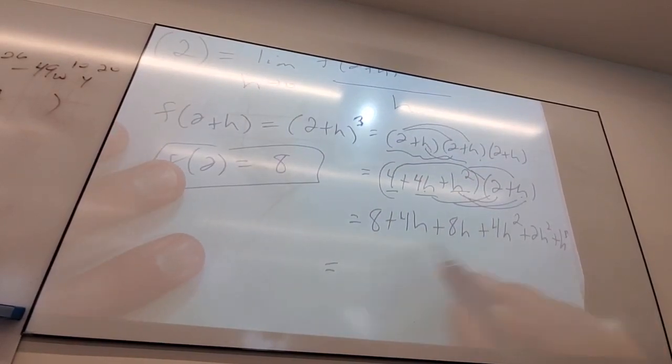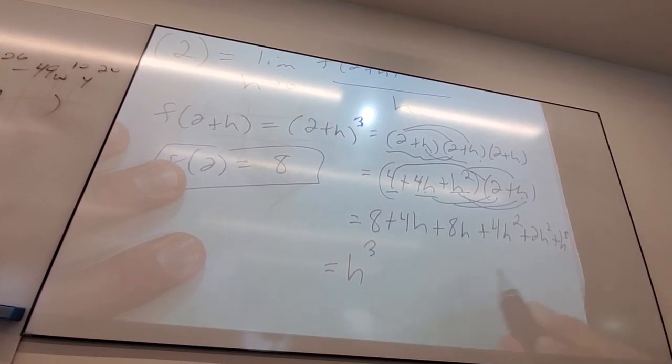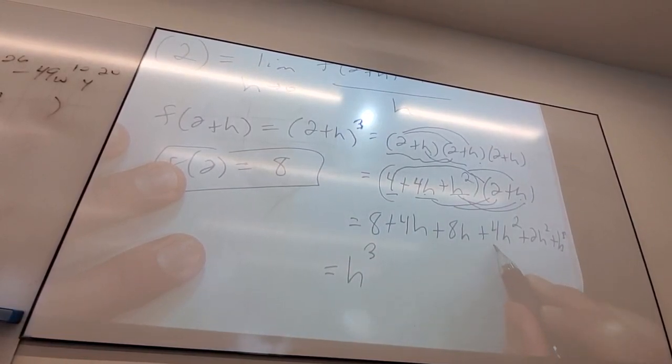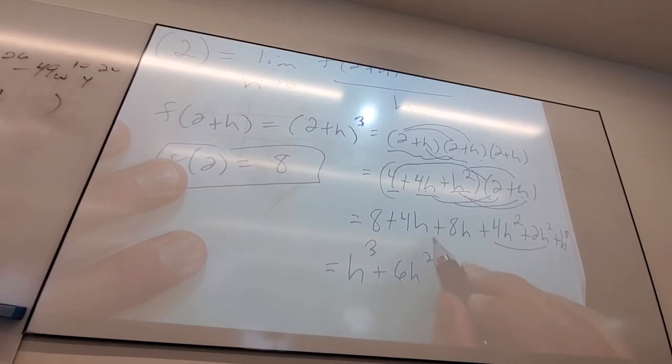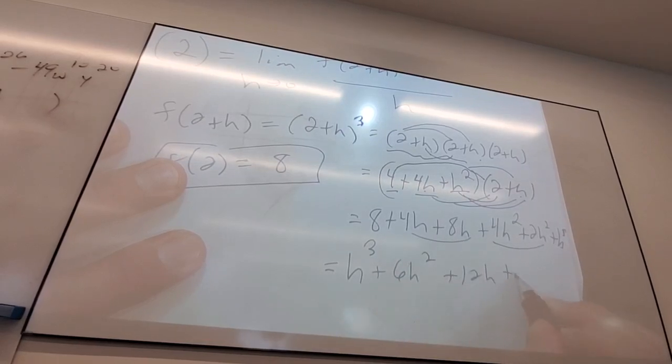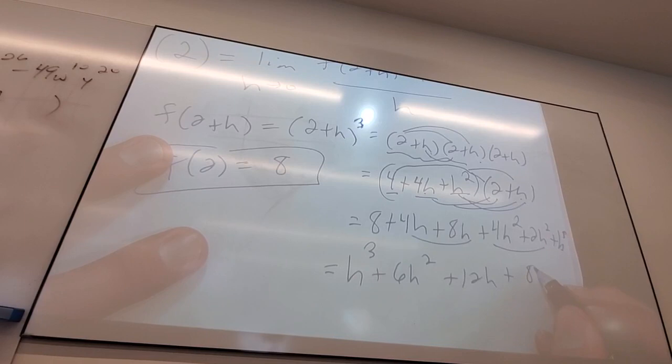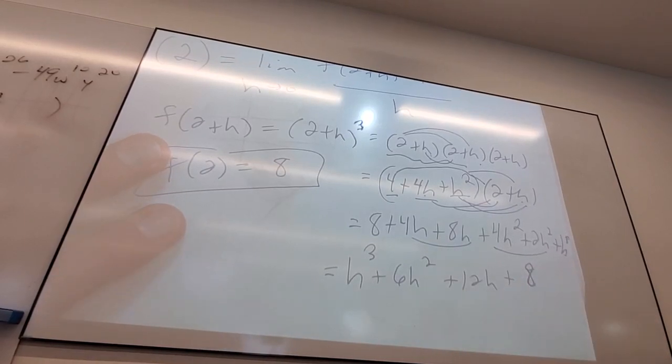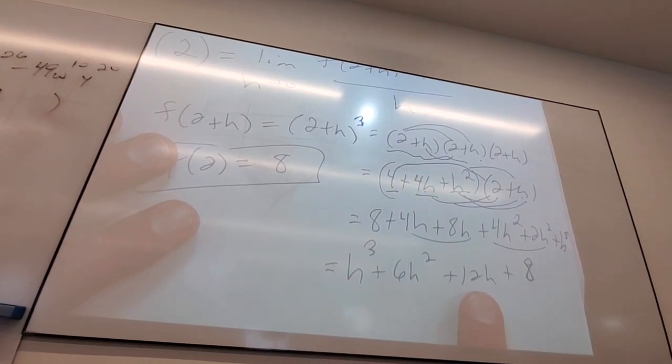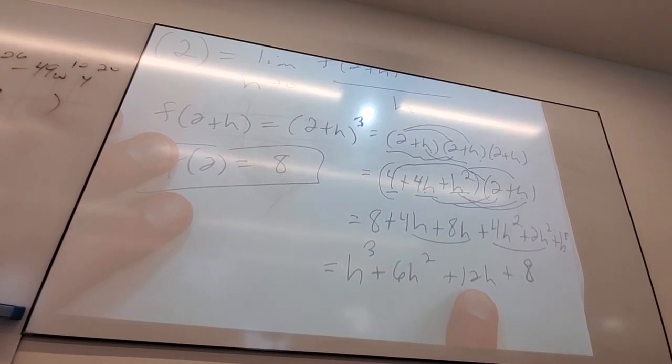So, reorganizing this, let me put this in descending order. Is that cool? So I get h cubed plus 6h squared plus 12h plus 8. You all could do that. I know you could. I know part of your brain didn't want to. But you have to start to realize that is not much. That is very little work, so you can just eat that up.